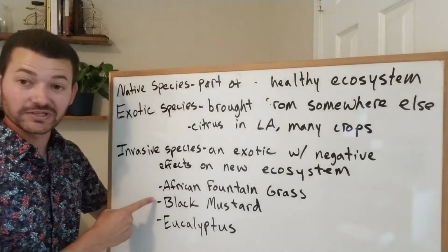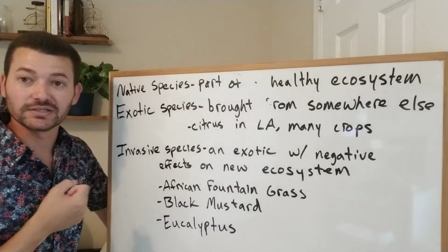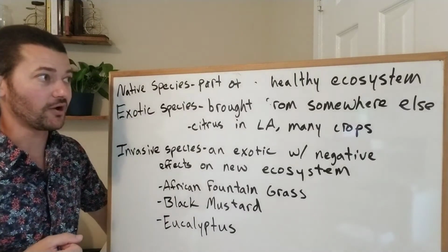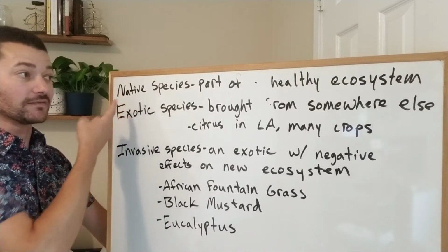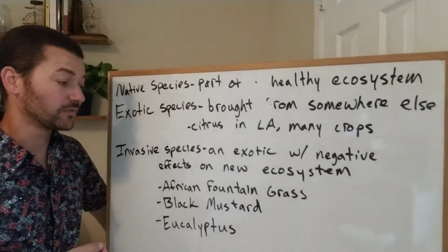Oh, another thing that makes it bad is it's hard. Once you pull it out of the ground, the seeds can sit dormant in the soil for up to 10 years. So if you go into an area and say, okay, cool, we're going to restore this and remove all the invasives and let the natives grow back. Okay, you pull it out. Next year, place is full of black mustard again.